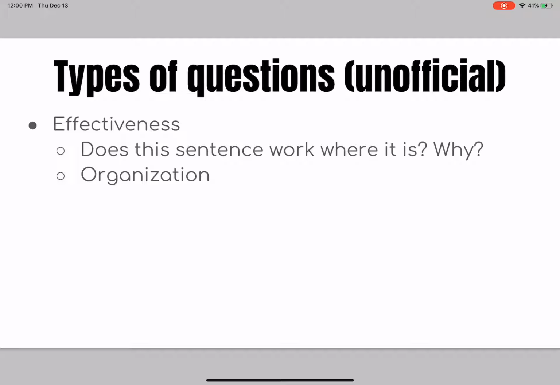So this is an unofficial type of question, one that I made up, but that I believe you have to know about. It's questions about effectiveness. They ask you things like, does this sentence work where it is and why does it work? And this category also kind of includes questions about organization of a paragraph, and we'll go over these questions.